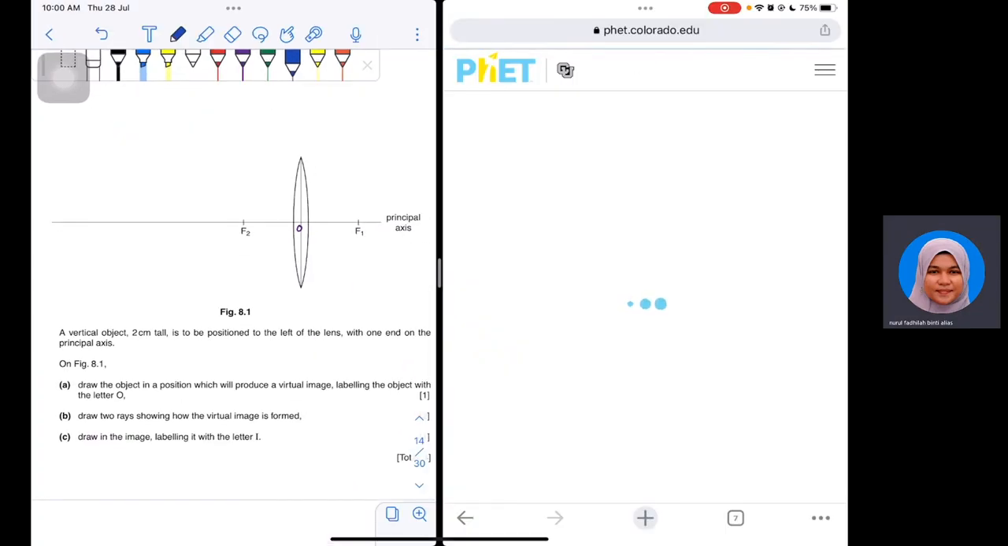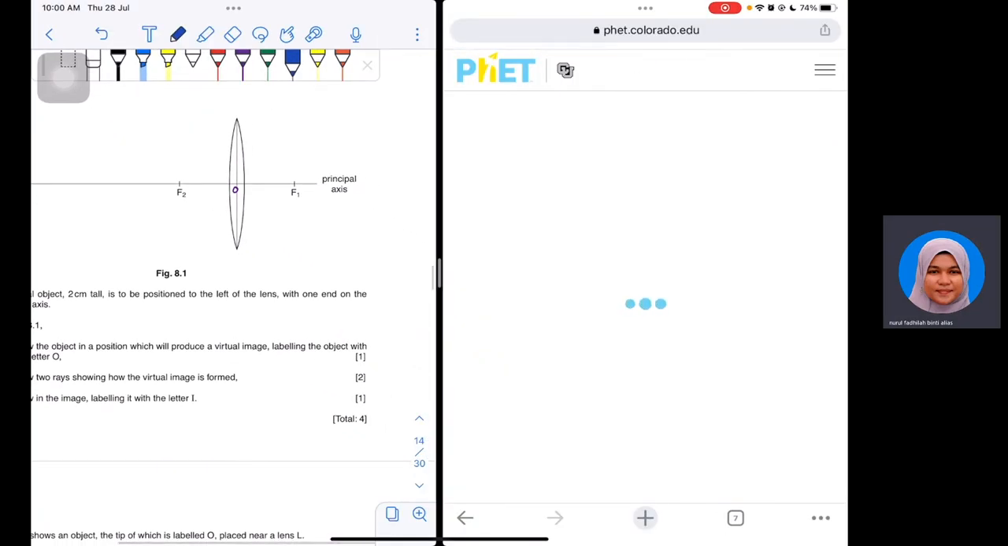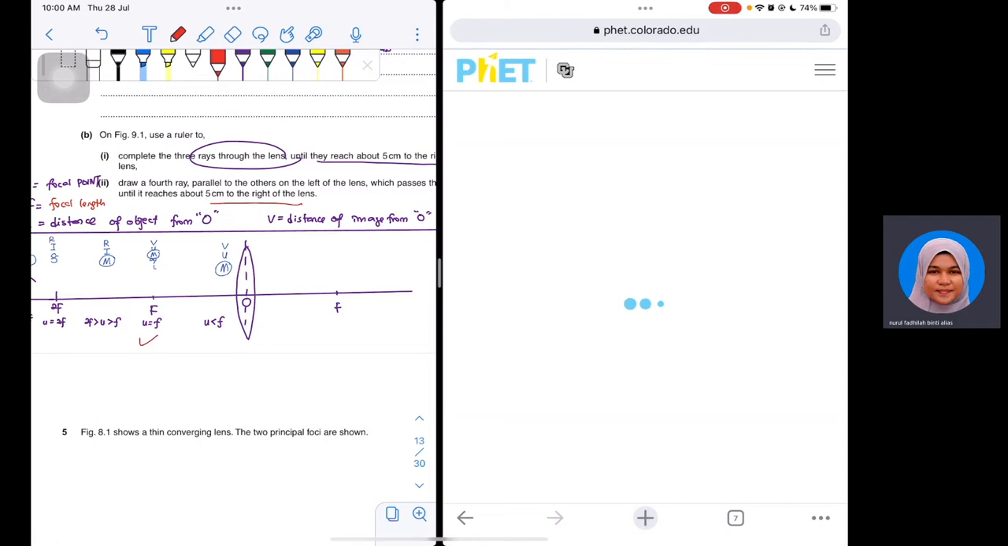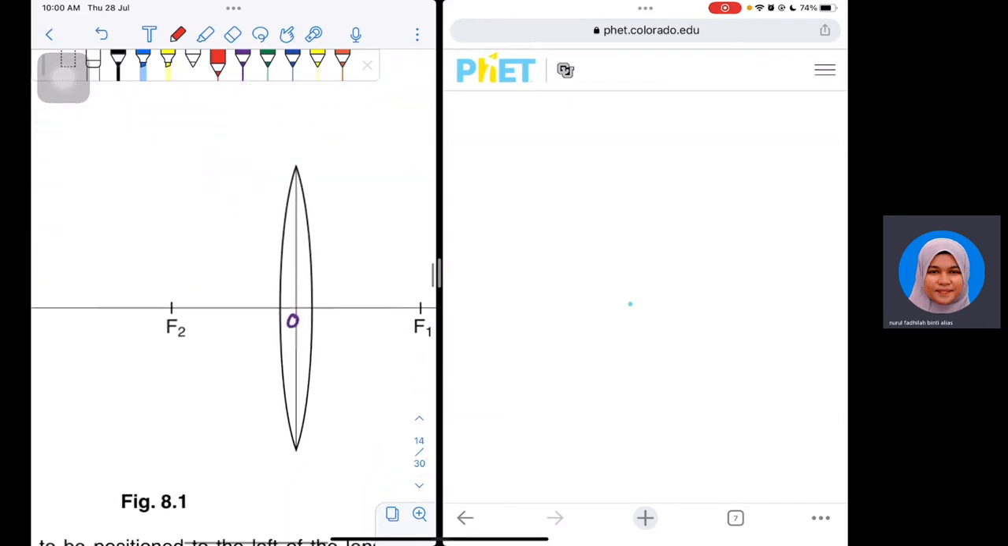The question says draw. So where do we get a virtual image? Either here or here. Alright, but it asks you to draw the image, so we choose U less than F. Where to draw the object? Less than F, so you must have your object somewhere here, in between O and F. It cannot be on F, and it cannot be further than F. That is the reason.